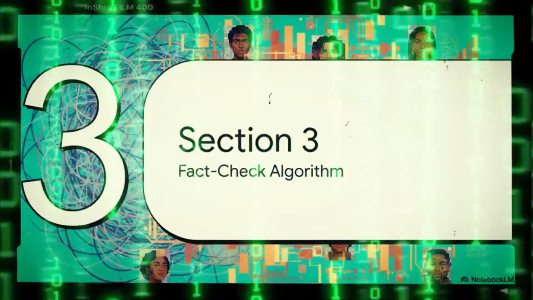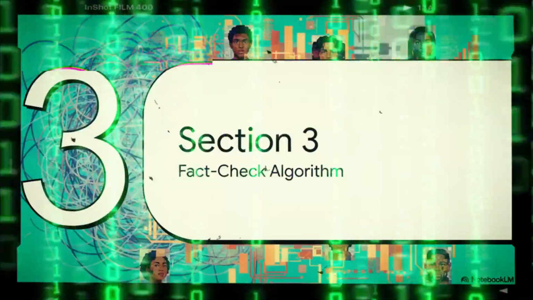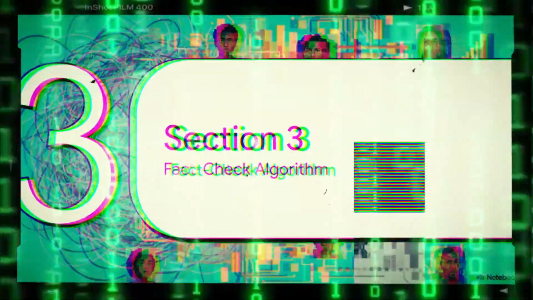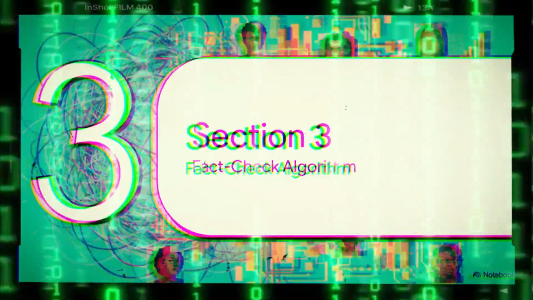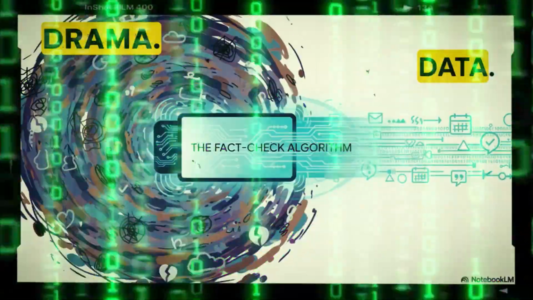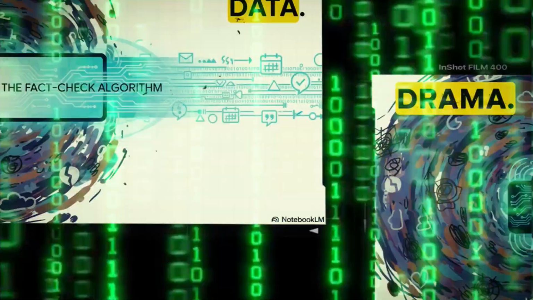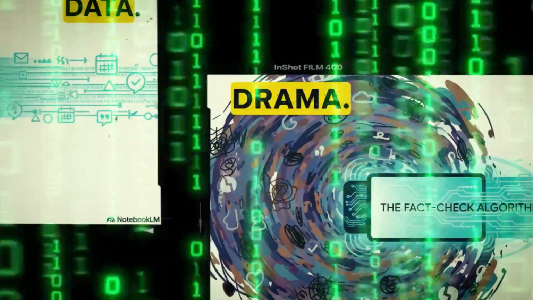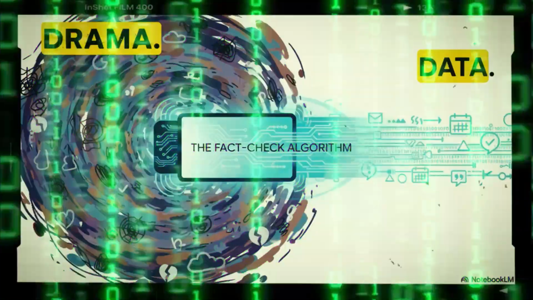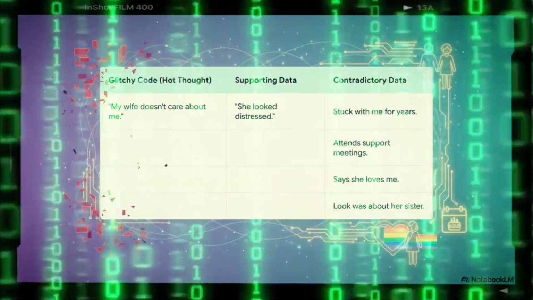And that brings us to section 3 and our fact check algorithm. This is an awesome tool for separating the, let's call it, emotional drama from the cold, hard data. This is where we really start to debug. We run what we call the fact check algorithm. And really, it's just a powerful way to look at the actual data, not just the glitchy emotional interpretation that your system spits out first. Let's look at this in action.